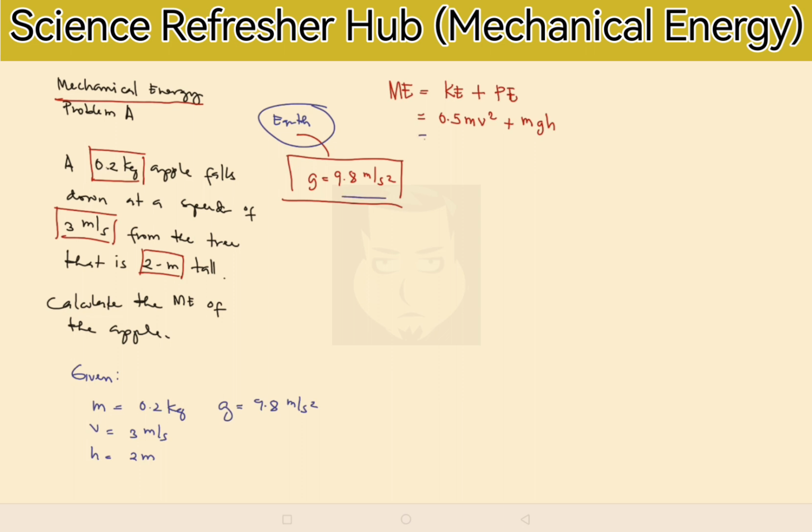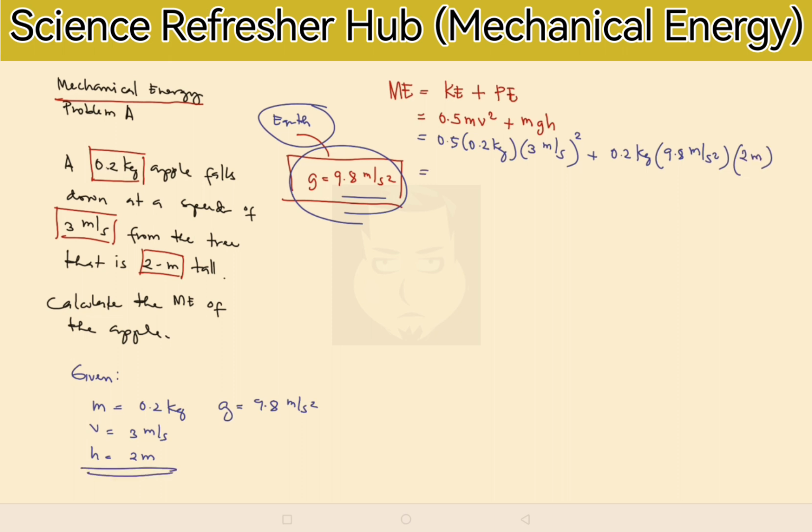Okay, so what's the mass? 0.5 times 0.2 kilogram multiplied by 3 meters per second. That's the velocity. Don't forget to square it. Plus the mass of the apple, 0.2 kilogram times 9.8 meters per second squared. That's the gravity on Earth. And then the height. Height is 2 meters. All right.